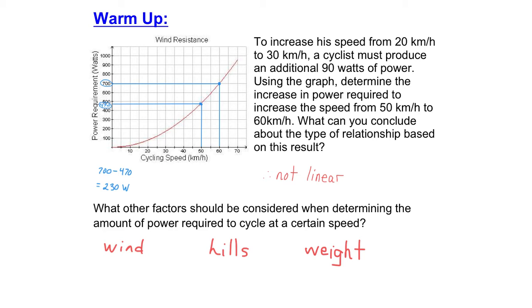Now, the reason I bring this up is because in this unit we're going to be dealing with mathematical models. So a model is a way of describing a relationship between two variables. In this case, the two variables were the power requirement and the cycling speed. And I can model the relationship with this graph. So that's my mathematical model.